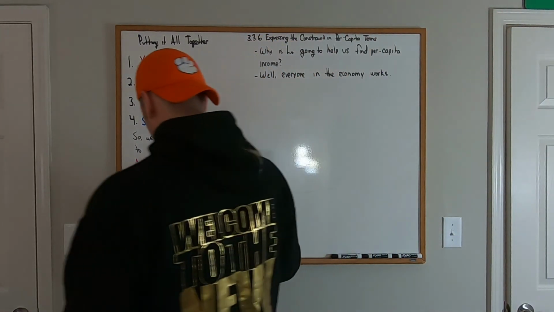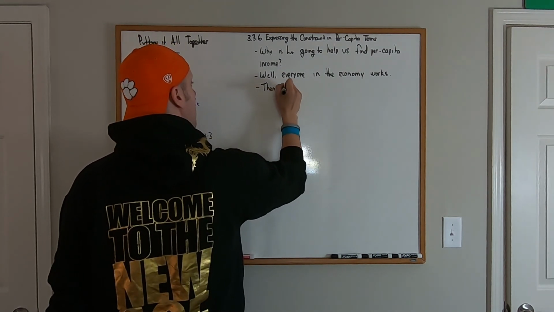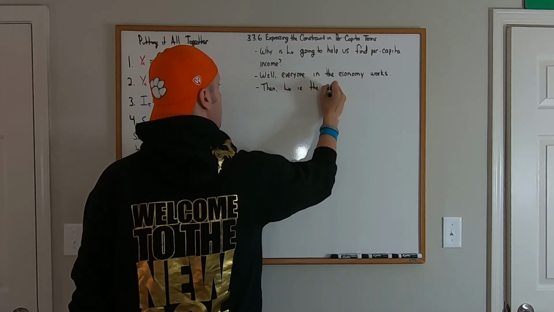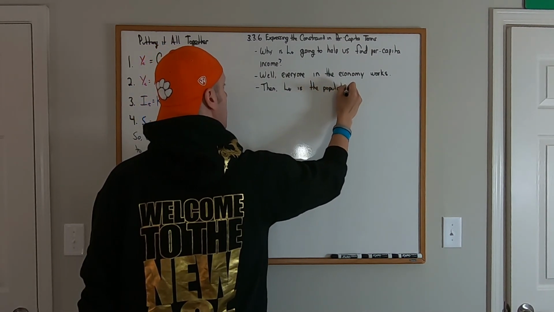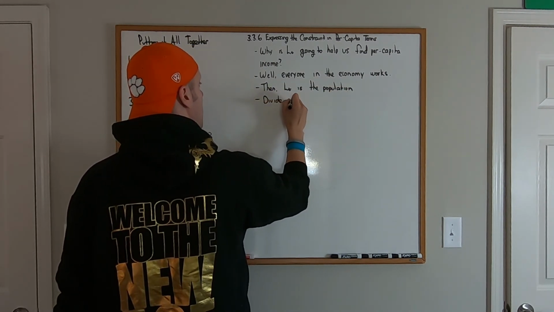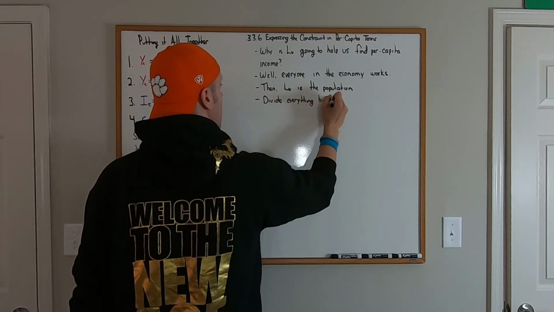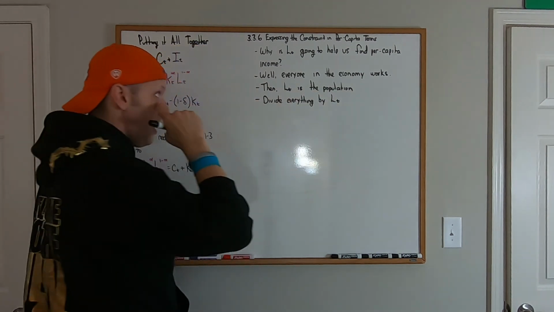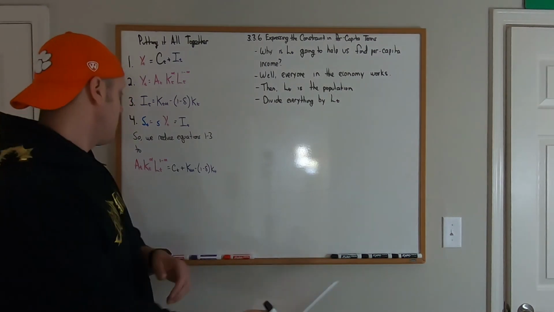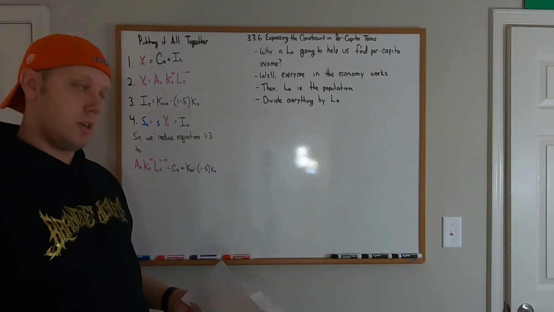So if everybody in the economy works, and Lt is the population, so if we divide everything by Lt, then by construction we divide everything by the population. So we take this equation here, I hope you don't mind, I'm just going to write it all in black.